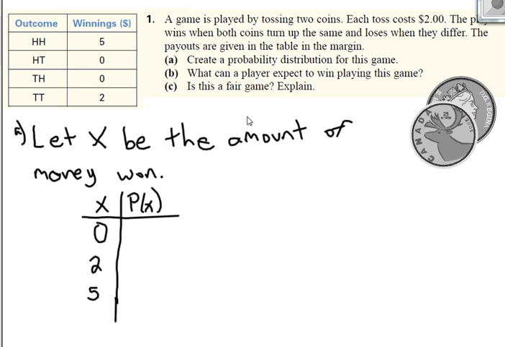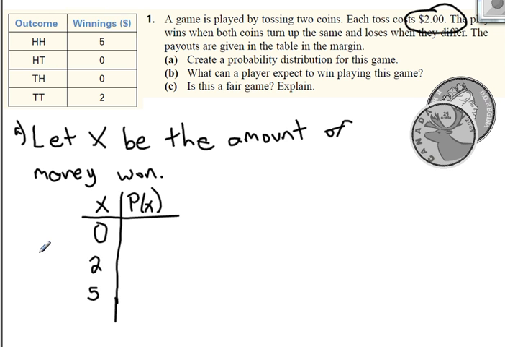Doesn't make any sense. Now, you also may be wondering why I'm not incorporating the $2 cost and adjusting my winnings. Well, that is a possibility, and there's absolutely nothing wrong with doing that. It's just I prefer to keep the cost of the game separate from the winnings until I need to incorporate it.